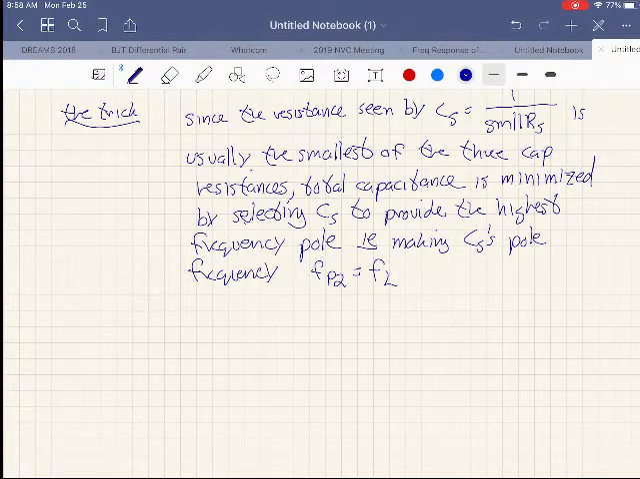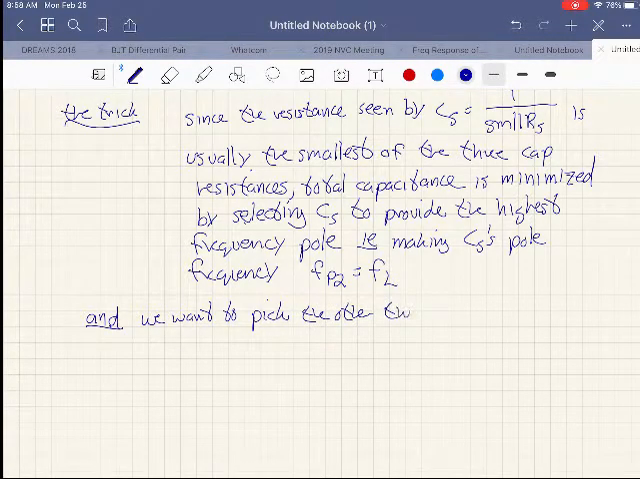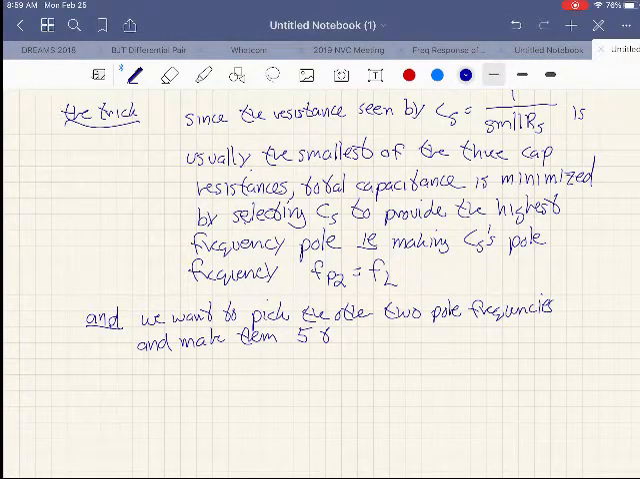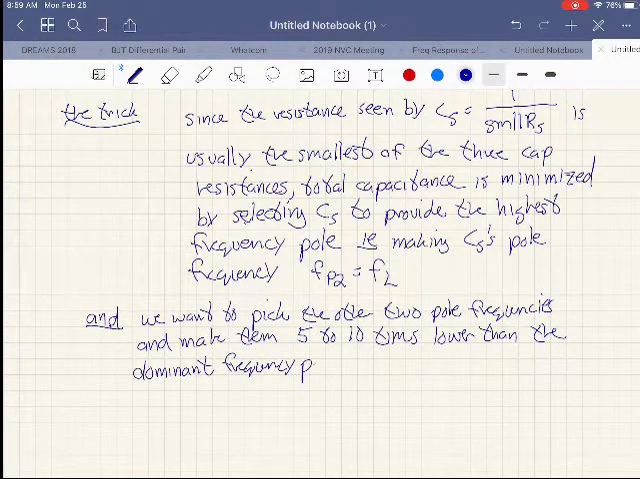We can't forget about C1 and C2. The other two pole frequencies, make them five to 10 times lower than the dominant frequency pole, FP2. I hope that makes sense.